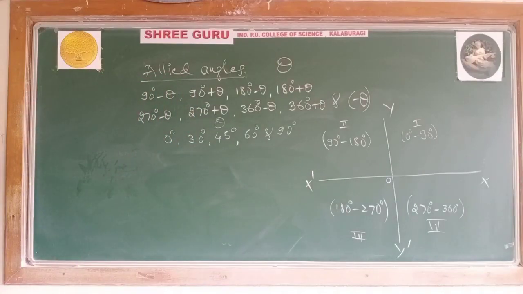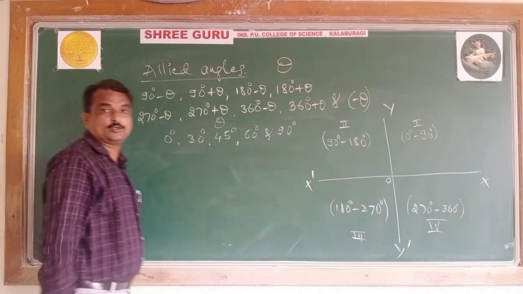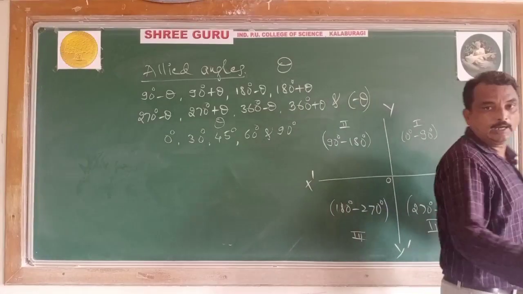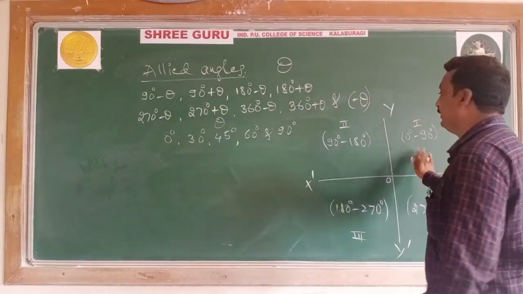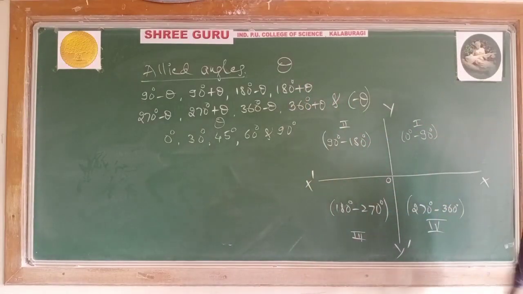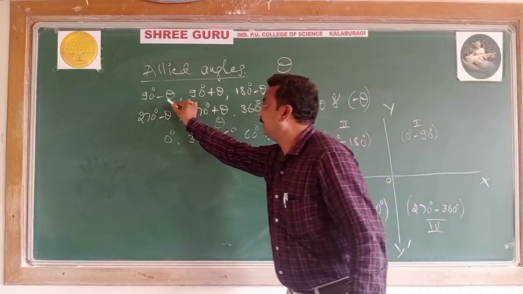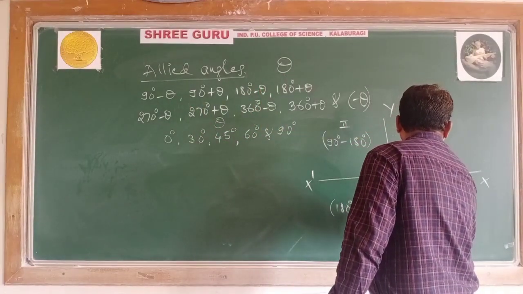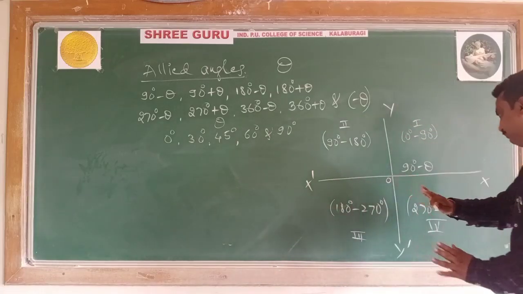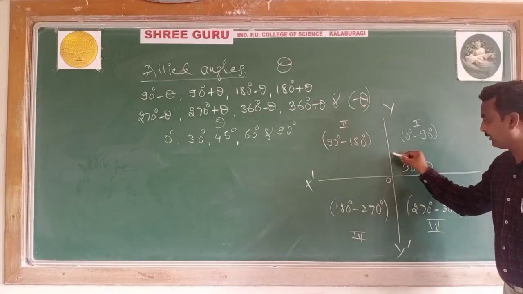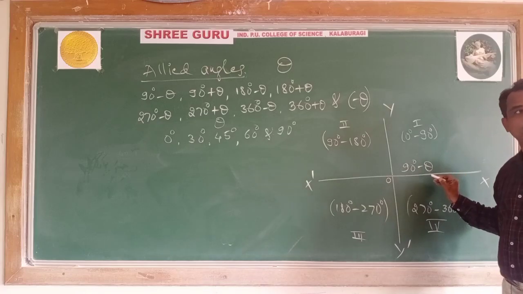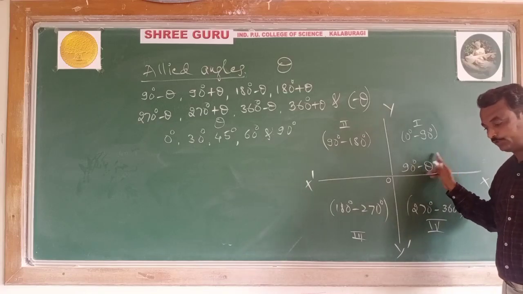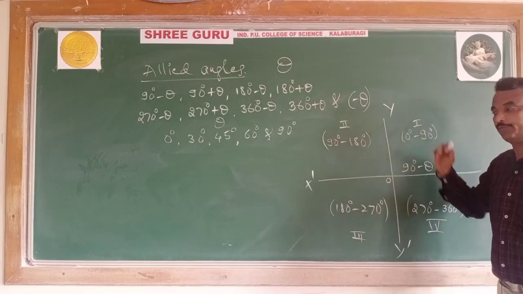Let us see, students. Now I will place all these allied angles with respect to their standard positions. You know very well, students, 90 degrees minus theta, where theta is an acute angle. It comes in the position of 90 degrees minus theta, in the first quadrant.